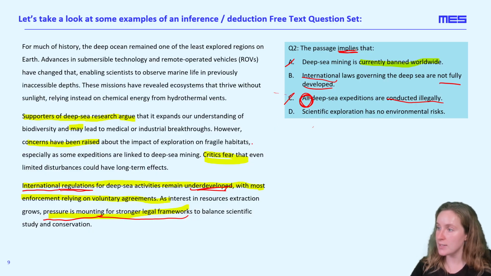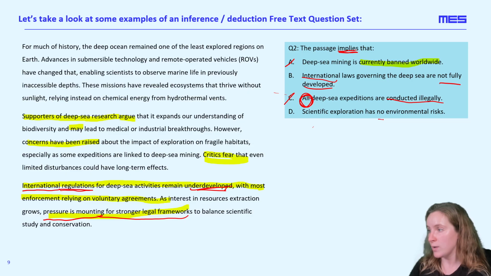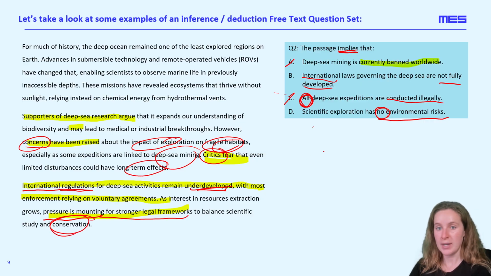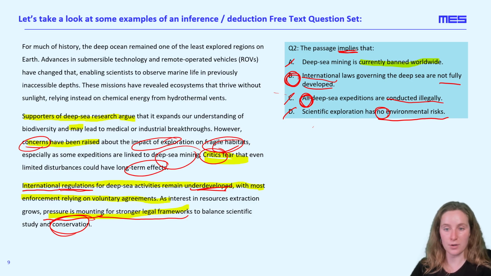And then D, scientific exploration has no environmental risks. Here, "no" again is a very definitive word. If we're looking for risks, we know there's quite a lot of risky language here. Concerns have been raised. Critics fear. Fragile habitats here. The impact of exploration. Deep sea mining. Long-term effects. And conservation down here at the bottom. It seems like there are several environmental risks. So that's a no, leaving us with our answer of B as our correct answer.